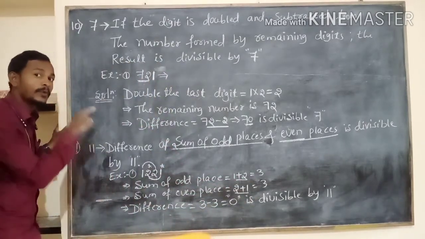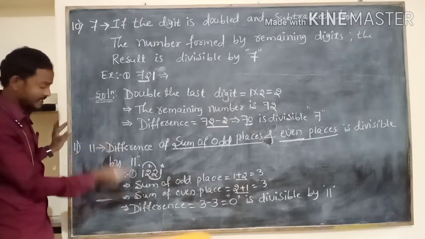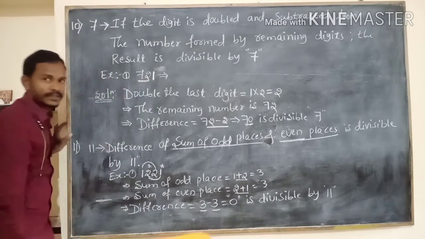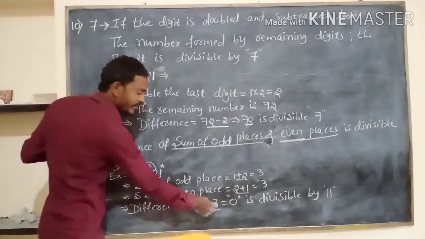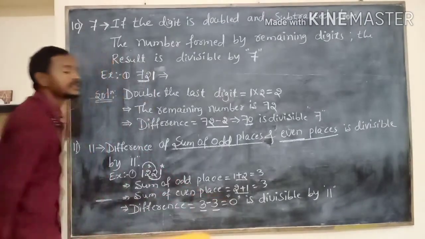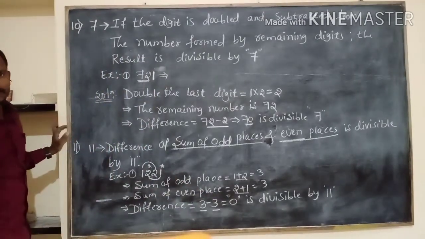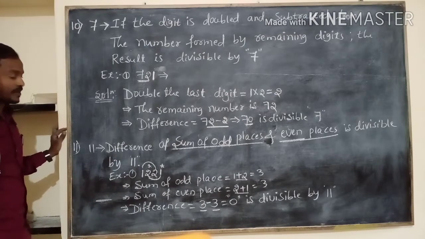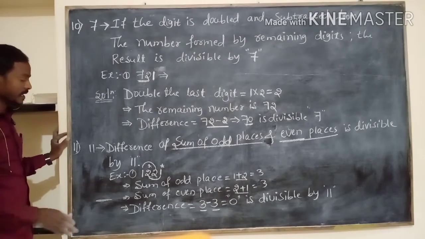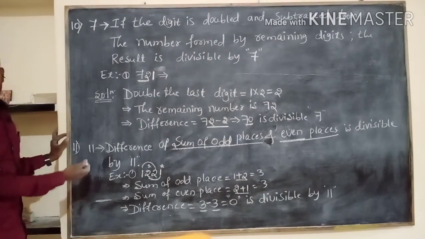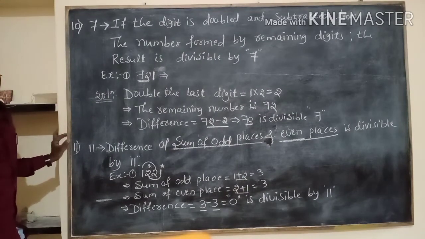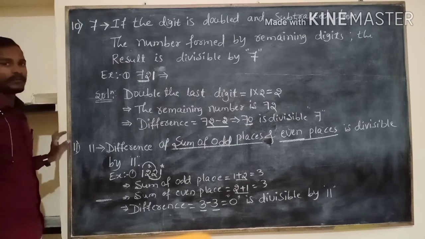Then the difference of the odd places and even places is 3 minus 3, which is equal to 0. 0 is divisible by 11, since 11 zeros are 0. Then 1221 is completely divisible by 11. So this is the divisibility test by 11. These are some rules for some numbers.